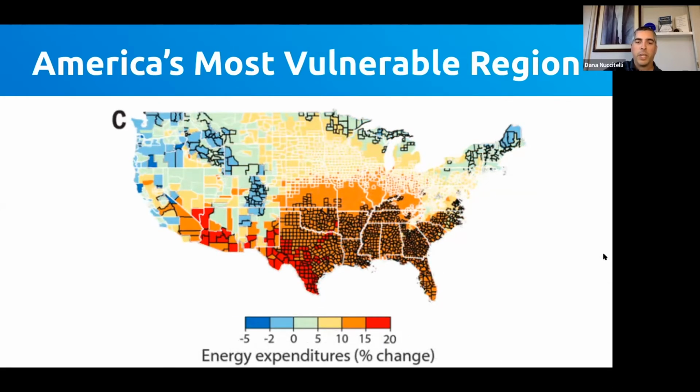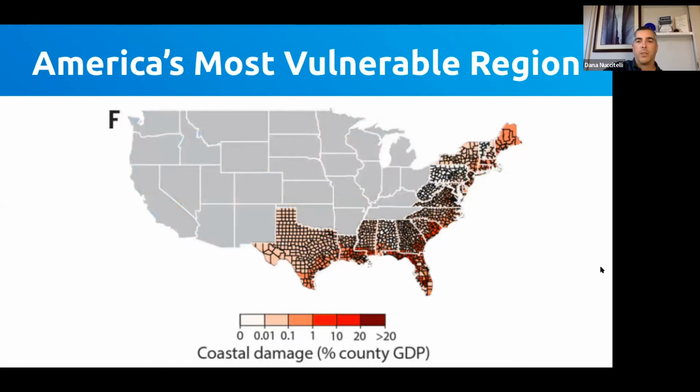Energy expenditures, because the hotter it is, the more energy you have to use for air conditioning. So you have to spend a lot of money on this extra energy for air conditioning, again, in the Southeast and the Southern Great Plains states. Basically, the closer you are to the equator, the hotter it is, and the more impact these rising temperatures have on those kinds of air conditioning energy expenditures.